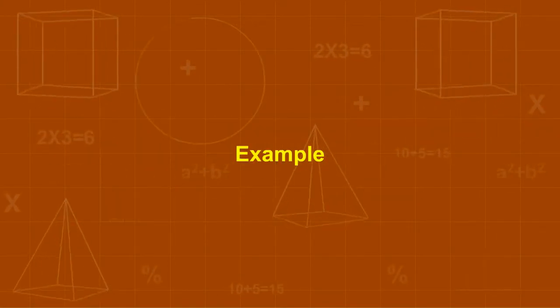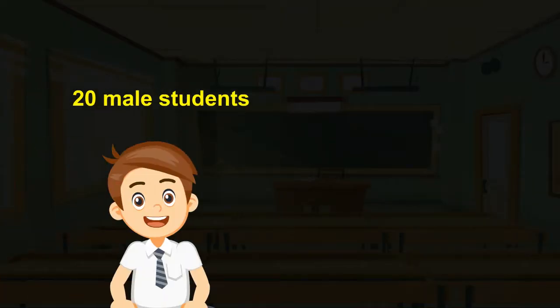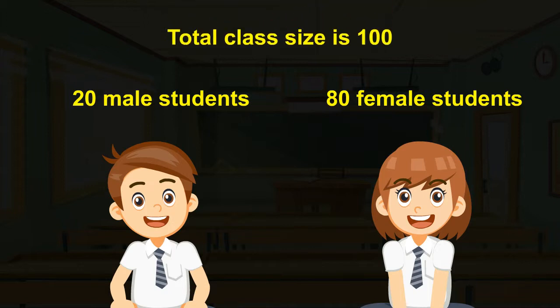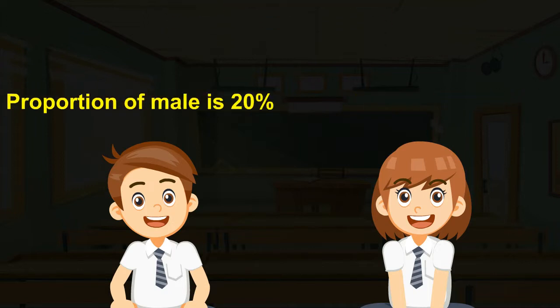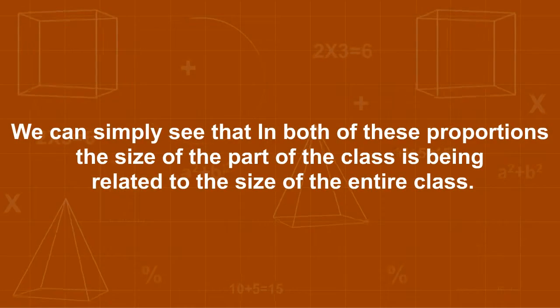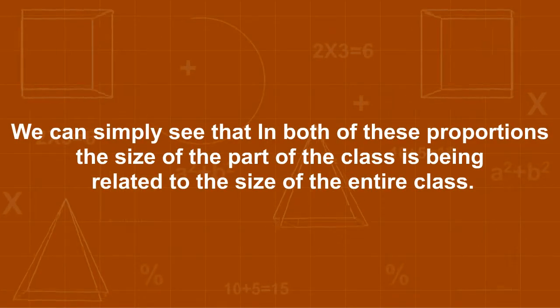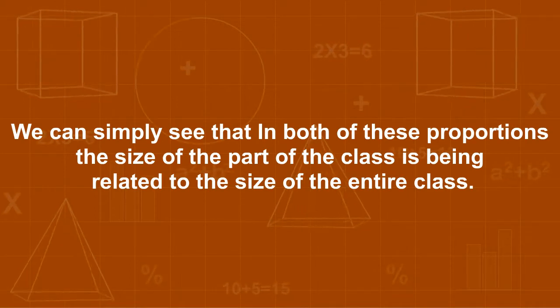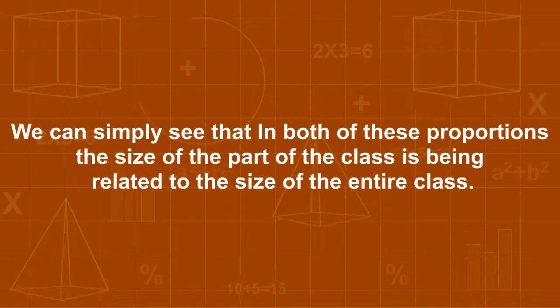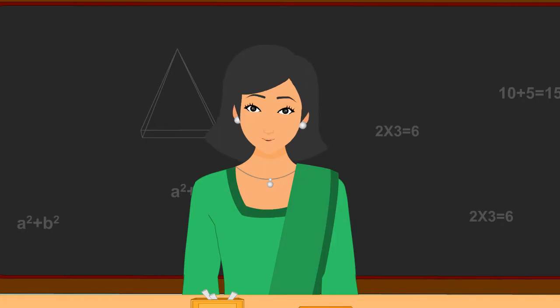Let us take an example. In a class of 20 male students and 80 female students, the total class size is 100 and the proportion of male students is 20% and the proportion of female students is 80%. We can simply see that in both of these proportions, the size of the part of the class is being related to the size of the entire class. Proportions can be found in many real-life situations.